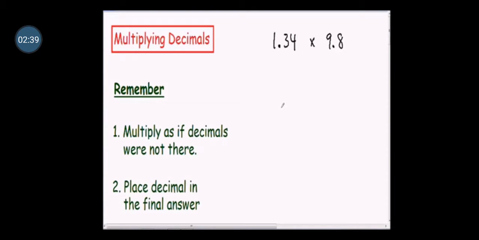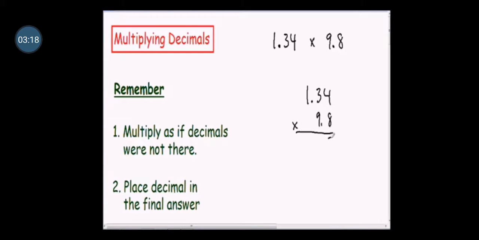Here you can see that we have 2 numbers, 1.34 and 9.8. We have to remember that we have to multiply as if the decimals are not here and we have to place the decimal in the final answer. We can write the numbers with the decimal point, but we are just ignoring them. You can see here 1.34 multiplied by 9.8. So here we have to ignore the decimal point. We have to multiply as the whole number.